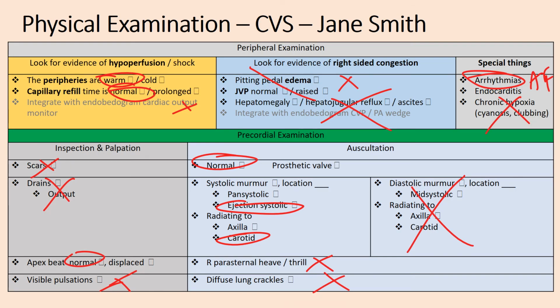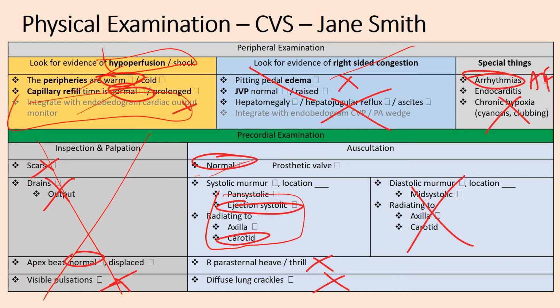The physical examination of the CVS: evidence of shock? The peripheries are warm. Capillary refill time is normal. The ECG, apart from the AF with a rapid ventricular response, was pretty good. No signs of right heart failure, and AF is the only special thing. On inspection and palpation, it was all fine, and auscultation was normal with maybe an ejection systolic murmur that was radiating to the carotid, but there was no parasternal heave, no signs of crackles, and so on.